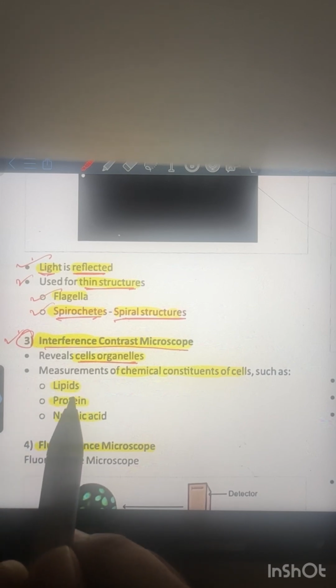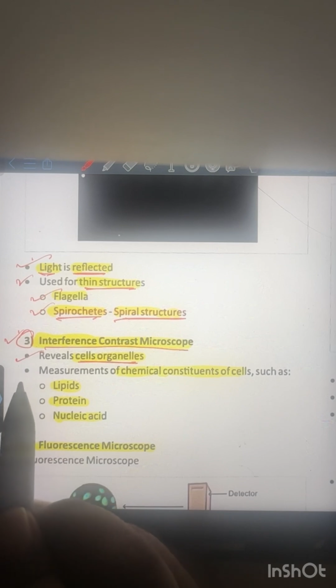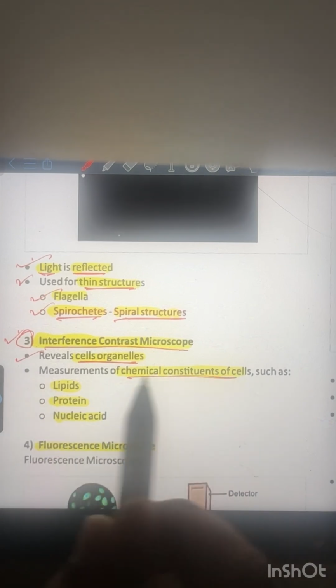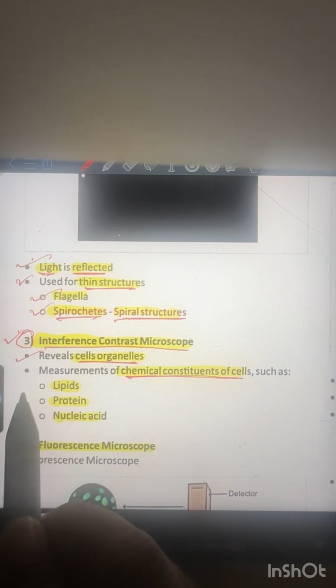It is trying to know every chemical constituent, every little detail, whether lipids, proteins, nucleic acids. So simple to learn. When there is a microscope which can know every little detail of the chemicals, of the lipids, of the organelles, that is an interference contrast microscope, important for the INI-CT exam.